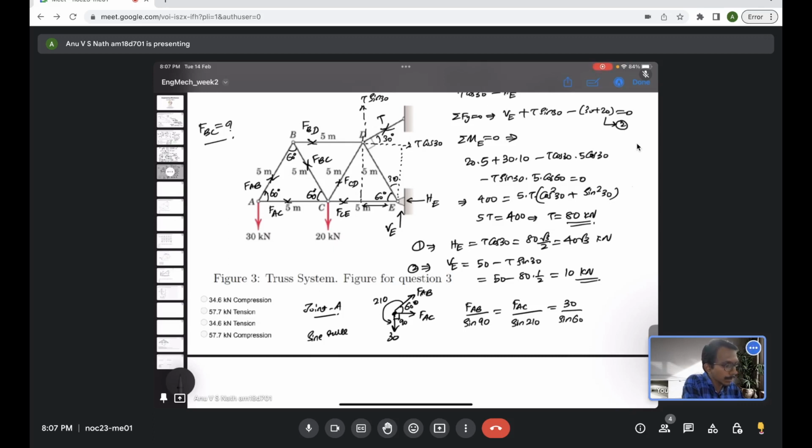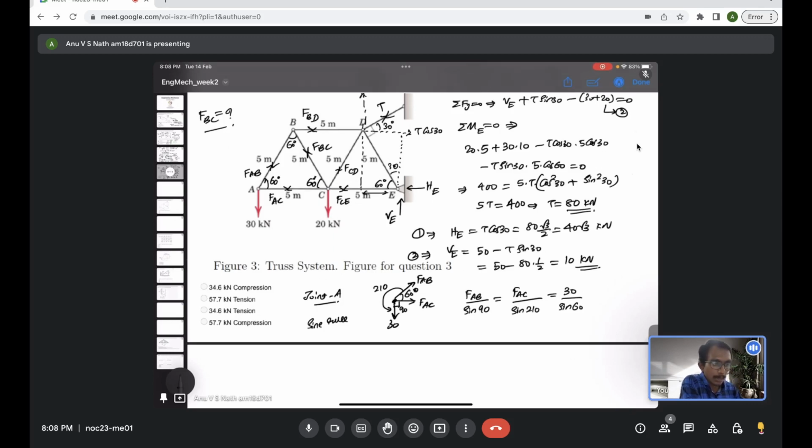Now we have two unknowns, FAB and FAC. Both of them can be evaluated, but right now we are first evaluating FAB, then we will pass that information to joint B. So ideally we don't need to evaluate FAC for the moment, but we could. So let me write FAB, considering the first and last terms only, which is sine 90 by sine 60 times 30. Sine 90 is 1, sine 60 is root 3 by 2, so we will get FAB as 60 kilonewton.